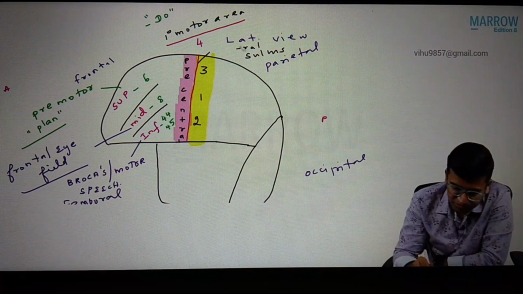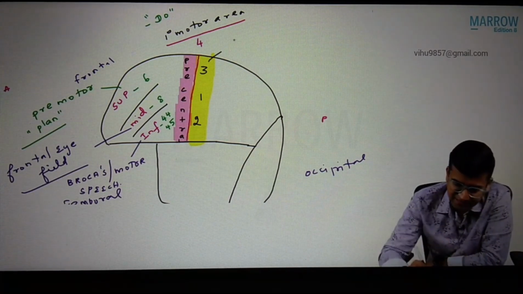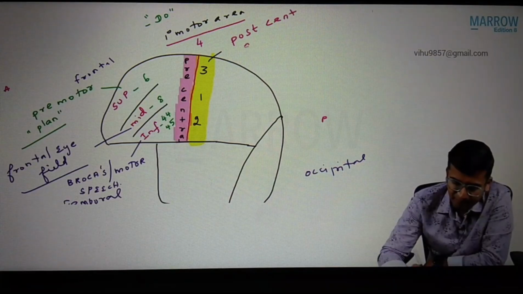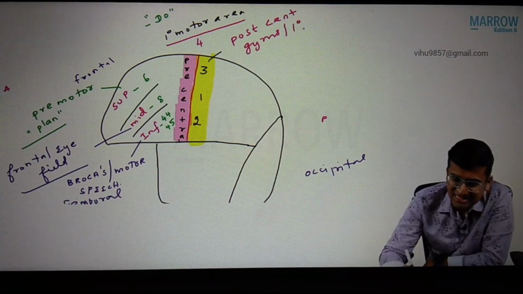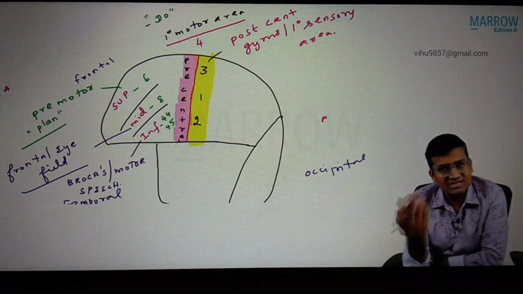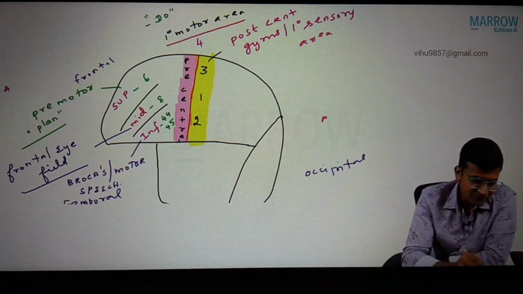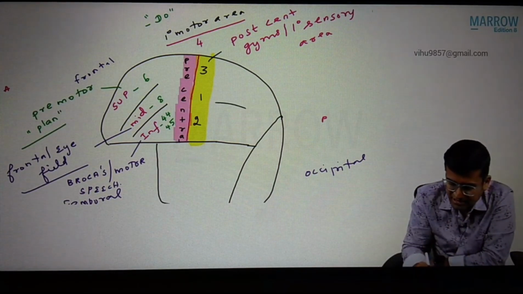So this is postcentral gyrus, that is primary sensory area. Now in the parietal lobe, we have only 1 sulcus. So the 1 sulcus divides the parietal lobe into 2 parts.